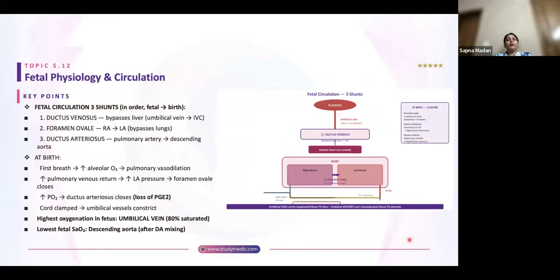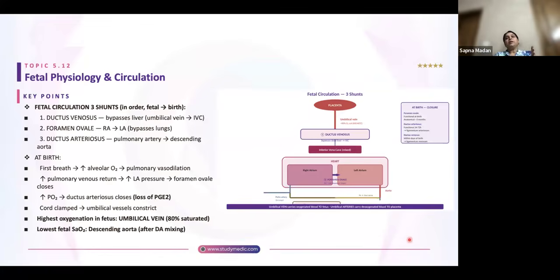Okay. Fetal circulation, I think you've discussed this in anatomy also, you've discussed this in embryology also. So it should be very clear to you. Fetal circulation, it is important because it has 3 shunts. Okay. So from fetal life till birth, there are 3 shunts which are operating. The first one is the ductus venosus.